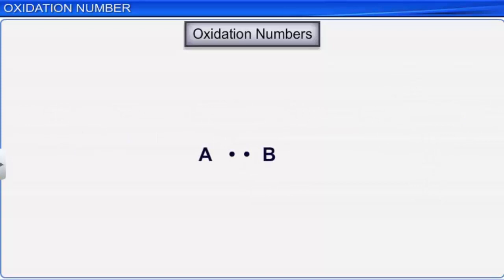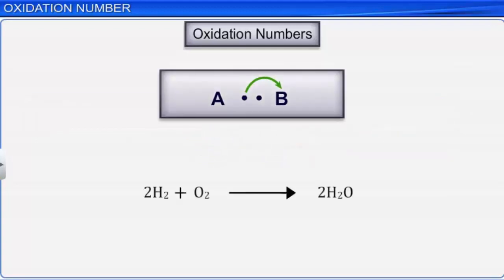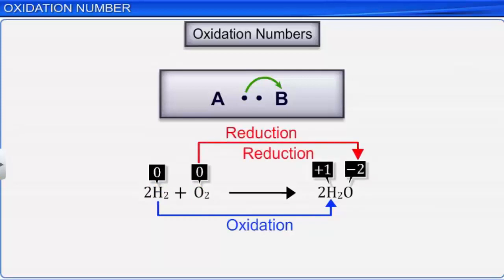The oxidation number method always assumes that there is a complete transfer of electrons from a less electronegative atom to a more electronegative atom. For example, in the formation of the water molecule, it is assumed that there is electron transfer from hydrogen atom to oxygen atom, and hence hydrogen gets oxidized and oxygen gets reduced. Note that the electrons in a covalent bond don't really get transferred. It is only a hypothetical assumption made for the purpose of understanding redox equations.